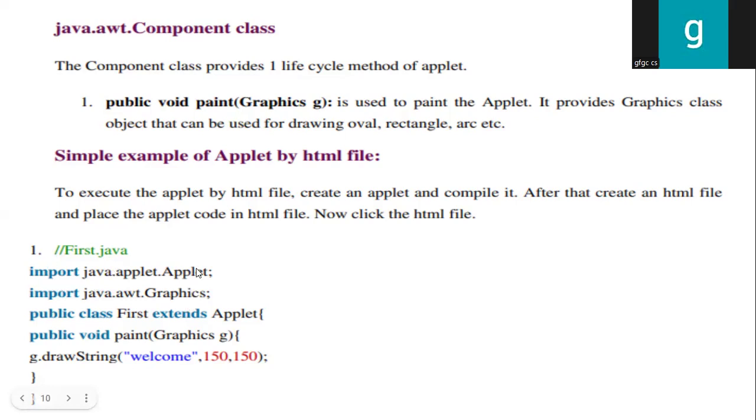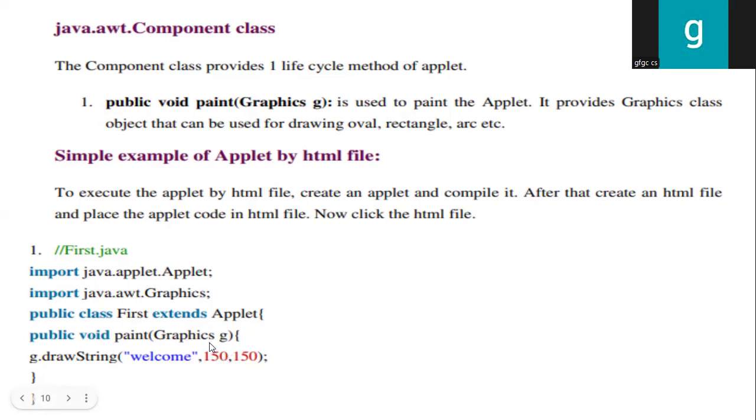Here I have imported the applet package. Then I have imported the graphics because we are using the paint function. Then public class first extends Applet, because we are now going to see the applet classes. Here void paint(Graphics g). The Graphics class is there.